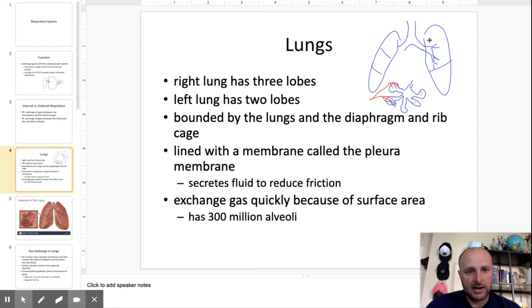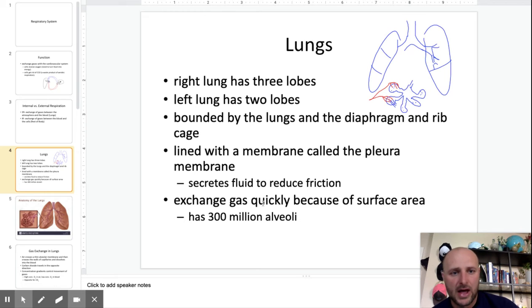Here's a little bit of the anatomy of a lung. You'll have to know these things. Right lobe. Our right lung has 3 lobes. Left lung only has 2. That's because the heart sits a little bit more to the left side in our body, and it takes up some space. On the bottom of the lungs is the diaphragm, and then the rib cage surrounds them. You do need to know about the pleural membrane.